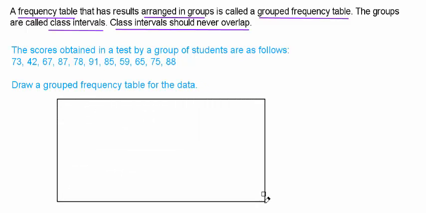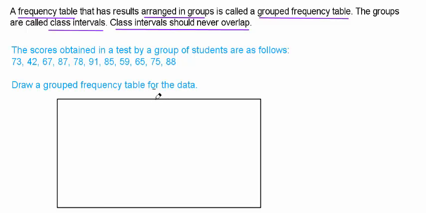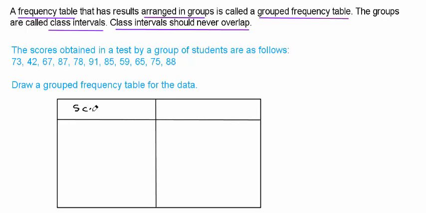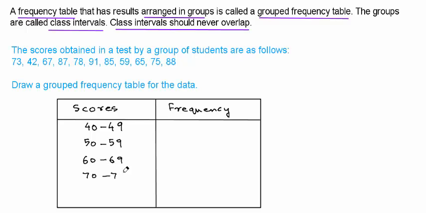So we draw a table, have two columns on it, have the scores on one side and the frequency on the other side, and this time the scores are grouped, which means we have a group of 40 to 49, 50 to 59, 60 to 69, 70 to 79, 80 to 89, and 90 to 99.